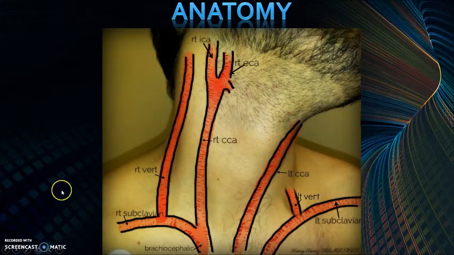Here's another diagram. The aortic arch would be below here, and then you can see the brachiocephalic, which bifurcates into right subclavian and right common carotid artery. Off the subclavian, you have the vertebral arteries that come off on both sides. And here's your left subclavian and your left common carotid artery.